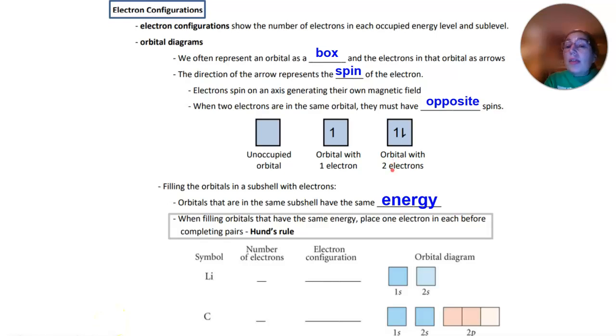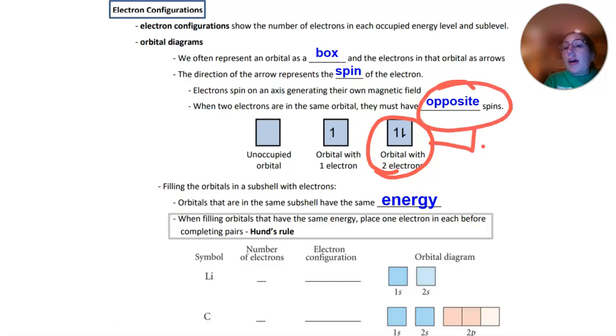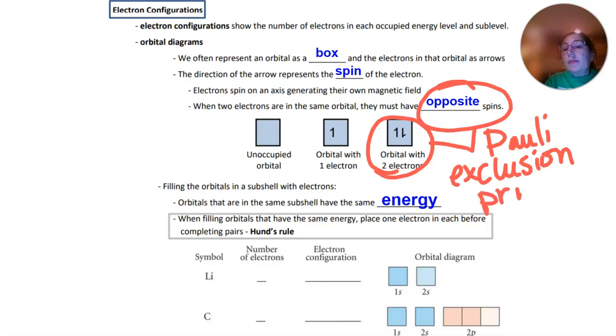Okay, this idea that an orbital had to have two electrons and they have to have opposite spins, that was called the Pauli exclusion principle. So that's an important one.